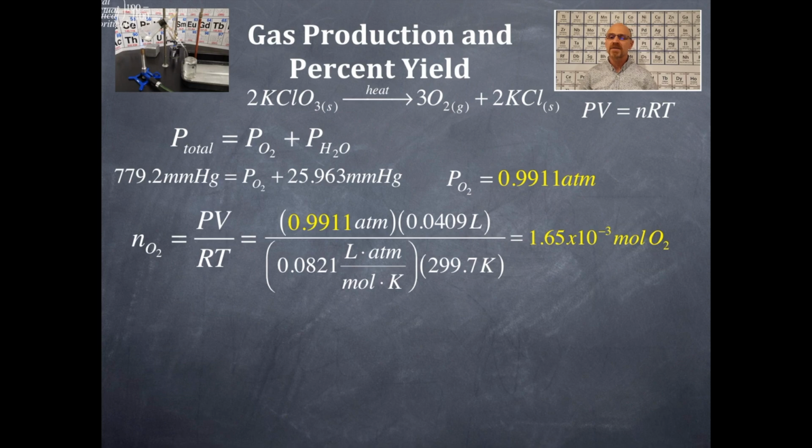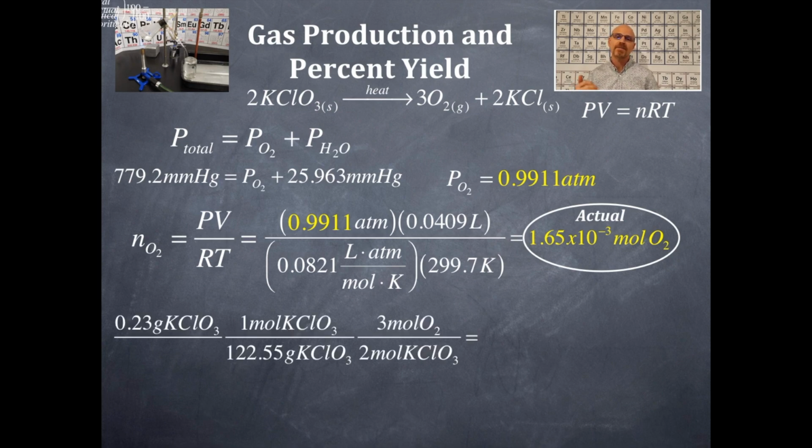What is this? This is the actual amount from the gas that is collected. Therefore, this is the experimental portion of this, and that's why it's the actual amount. Now I need to solve for the theoretical amount of moles of oxygen that you could have collected under the most ideal circumstances. So I'm going to start off with the amount of potassium chlorate that I started with, and that's 0.23 grams of potassium chlorate.